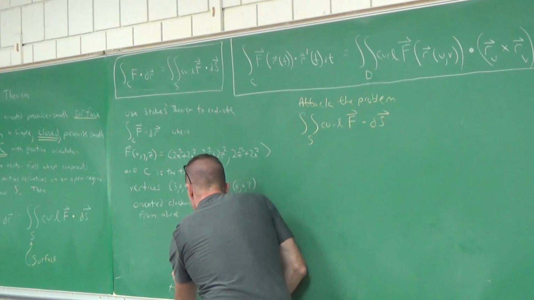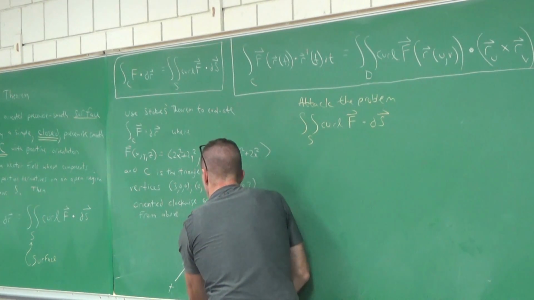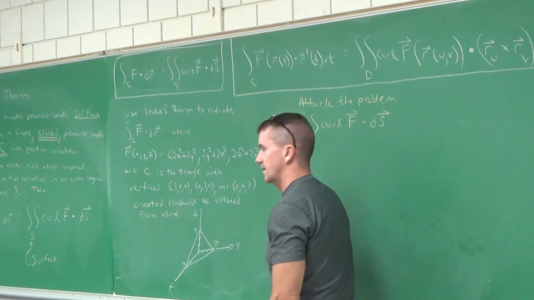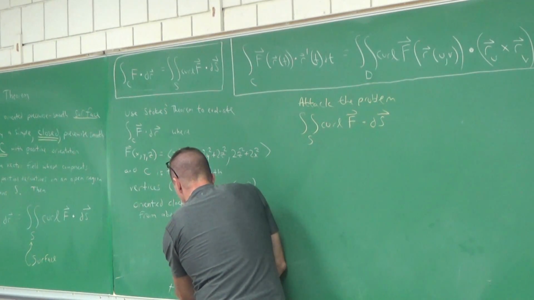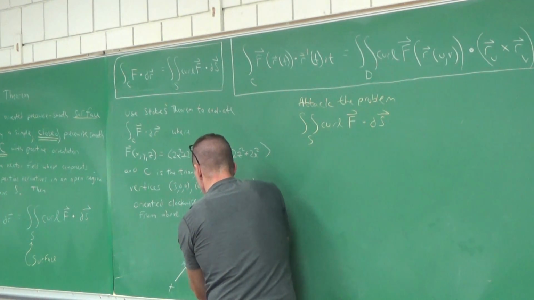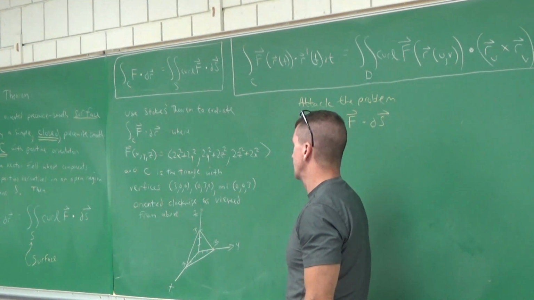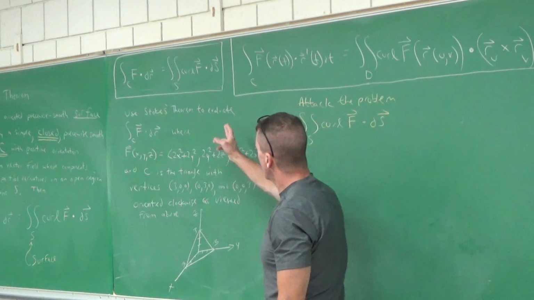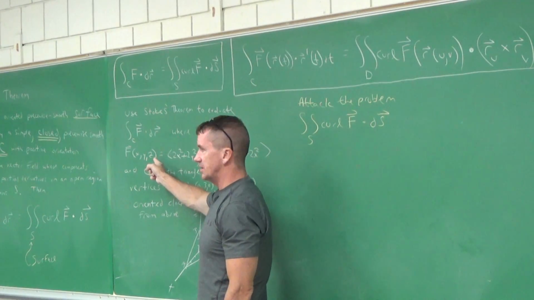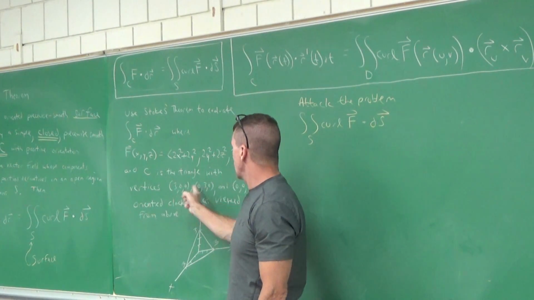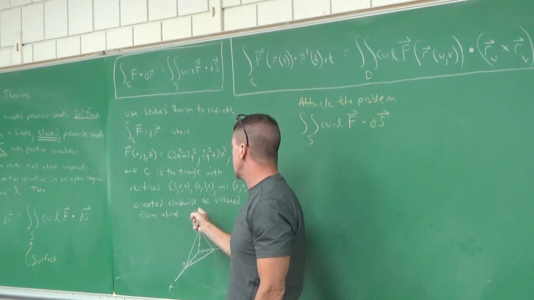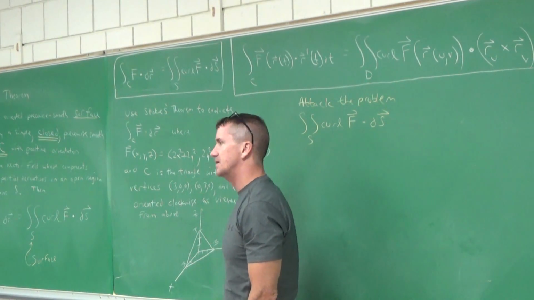There is the surface that you're talking about. That's the surface right there. It's a plane, and that's a plane right there. Use Stokes' theorem to evaluate the line integral, where there's the vector field. C is the triangle with these vertices oriented clockwise as viewed from above.